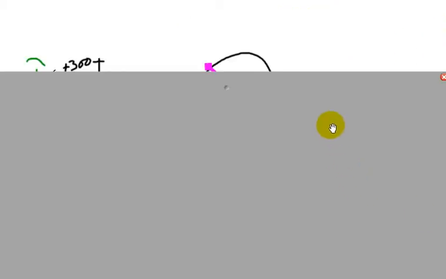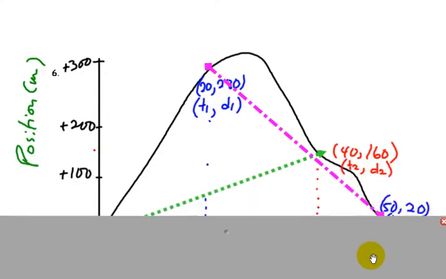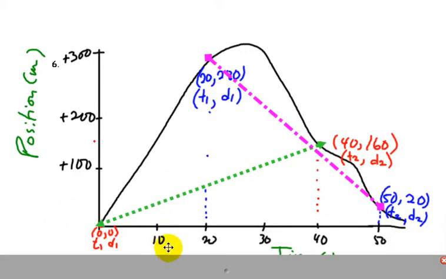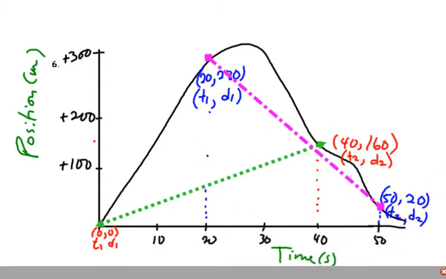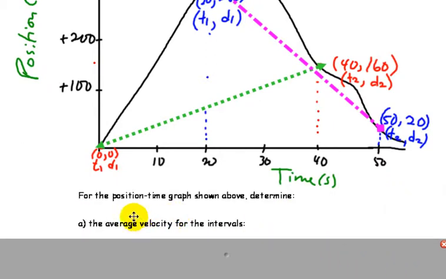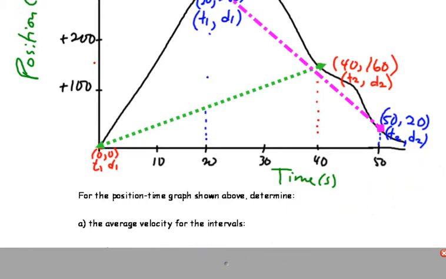So I believe this is where we left off. For question 6, you have a graph that looks something like this. Yours is neater than mine. I had to redraw it, and it's all messed up here, as you'll see why in a second. So we have this graph here. For the following position-time graph, determine the average velocity for the interval.